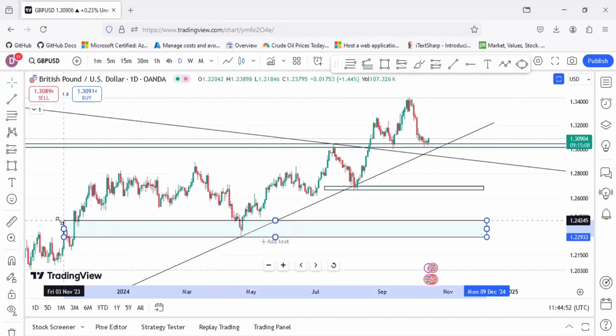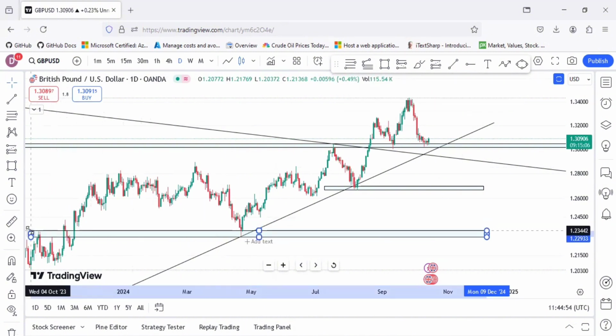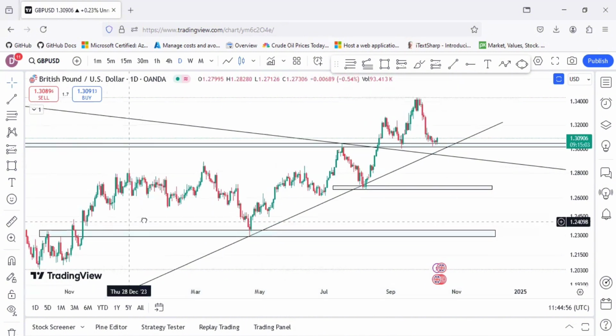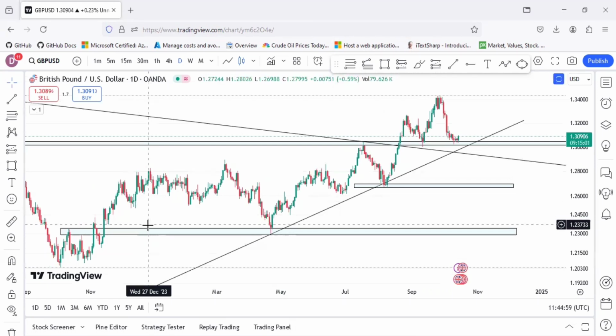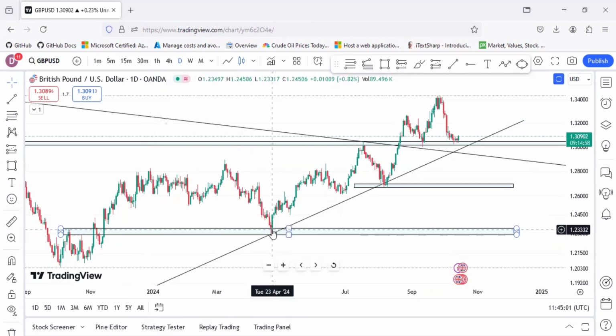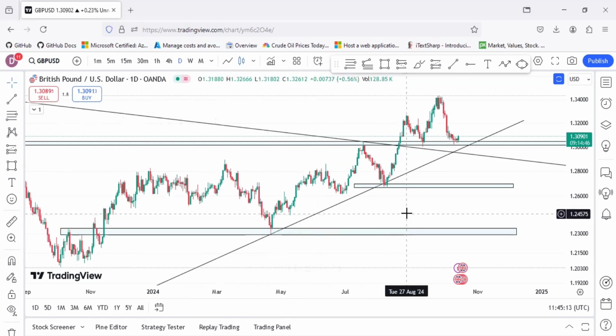You can extend it to the left to see whether it is touching other levels, to make it a zone. If it is just one, we call it demand or support. But if it touches others, we call it a zone. When it becomes a zone, it becomes stronger. But if it is just one, like this one, it's not so good.